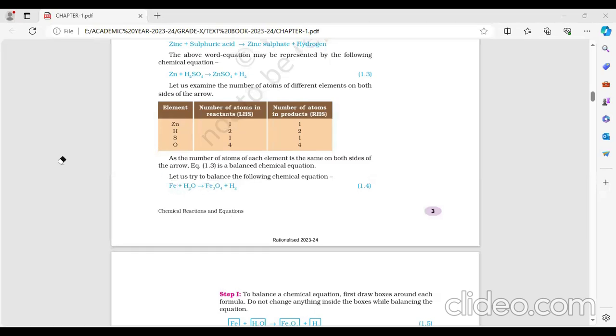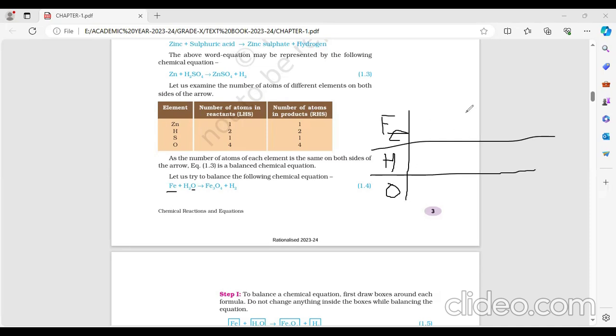Now, first if you observe here, check the left side. So what is the process here? First, you write all the elements. So first one, let me write the element iron, left side. And next one hydrogen. And what is the next element? Oxygen. Anything extra? No, fine, done. I have written all the elements which are present in this chemical equation.